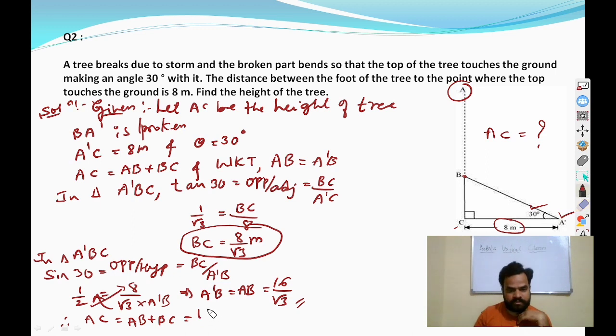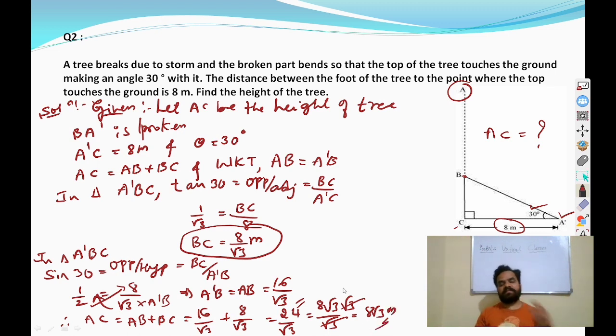So this converts as 16 by root 3 plus 8 by root 3. Root 3 is LCM, both are having. So here we can get 24 by root 3. 24 can be written as 8 into root 3 into root 3 by root 3. This root 3 get cancelled and remaining is only 8 root 3 meter. What is this 8 root 3 meter? This 8 root 3 meter itself is height of the tree.